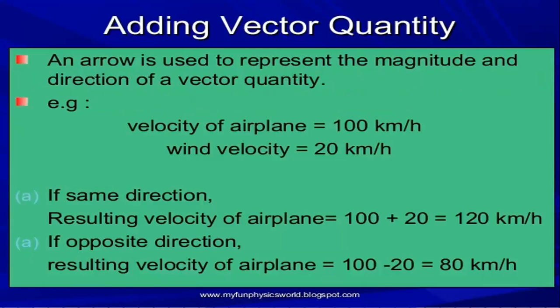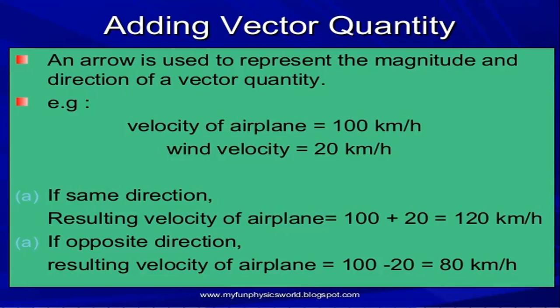An arrow is typically used to represent the magnitude and direction of a vector quantity. Example, velocity of the airplane, 100 kilometers per hour, but you have to show the direction. So the wind velocity is equal to 20 kilometers per hour. The direction is very important because that's what we measure when we're looking at your vector quantities.